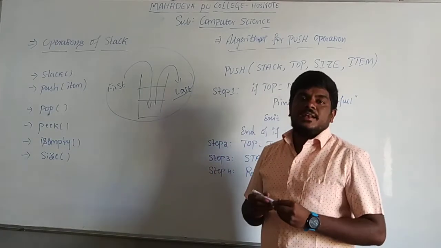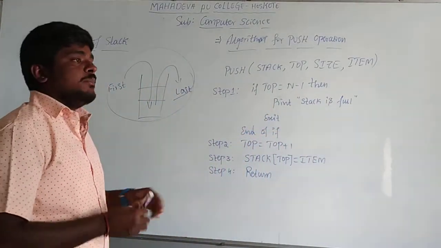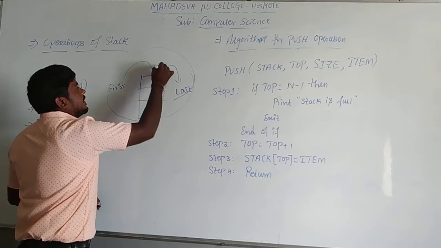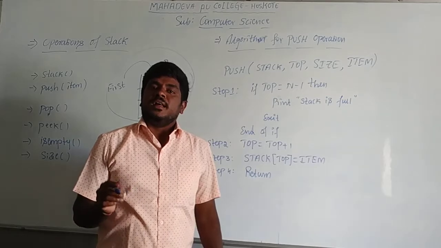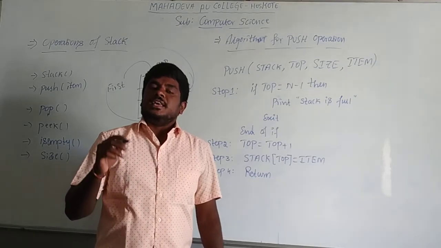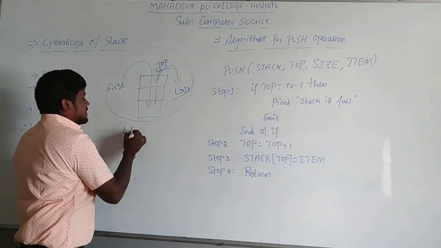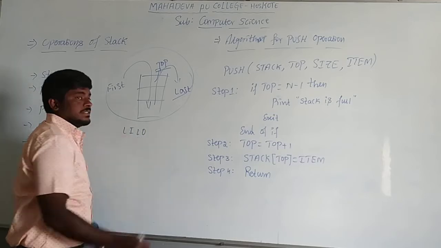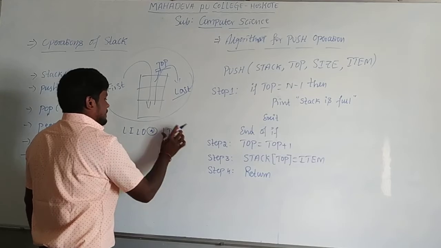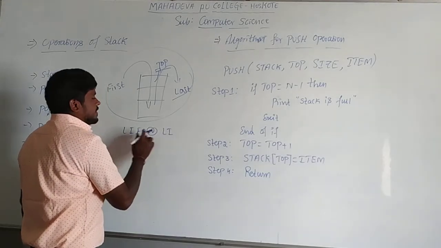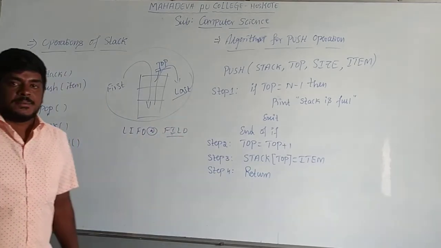Abstract means a linear data structure where the data elements are inserted and deleted at one position, which is called the top position. In a stack, insertion of a new element and deletion of an existing element take place at one position. That's why they call it first in last out, or last in first out. This is the principle of stack.